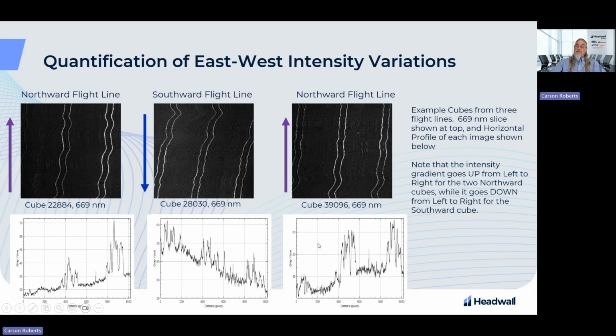So rather than just looking at those, I can then take each of these cubes and take a horizontal profile of it. And we see again, this 884, it's going up from west to east. The 030, it's going down from left to right. And then in the last one, it's going up again. So this is consistent. But I want to have something where I can take larger averages because all these data are pretty noisy and in some sense look like they're dominated by these bright stripes from the tractor lines.